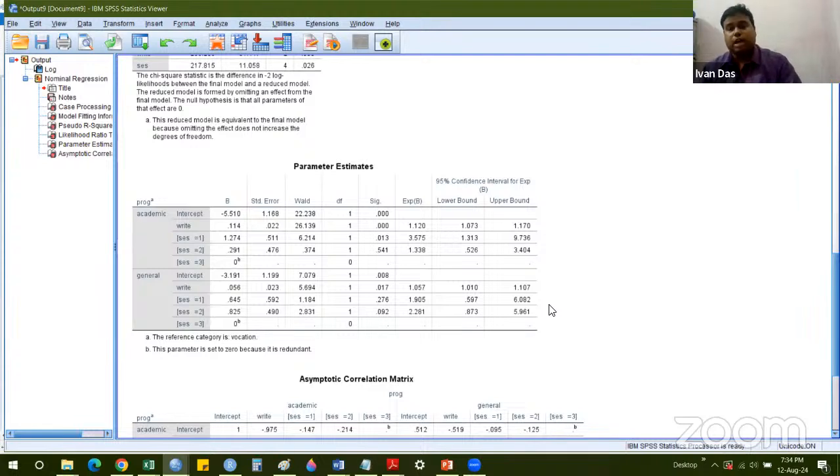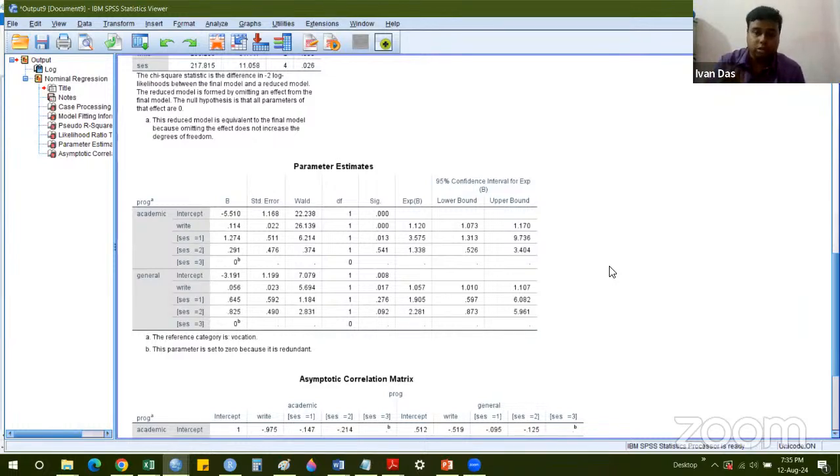Okay. So what happens here is that you can basically focus on the write variable only, because that is the only significant one, p = 0.017. So write is more likely to be falling on the general group. Why? Because the B value is basically positive, as you can see. So write will be falling in the general group, and it is 1.057 times more likely to fall in this group than to be falling on the vocation group. Okay. ACS 1 and 2, I am not interpreting because they are not significant.